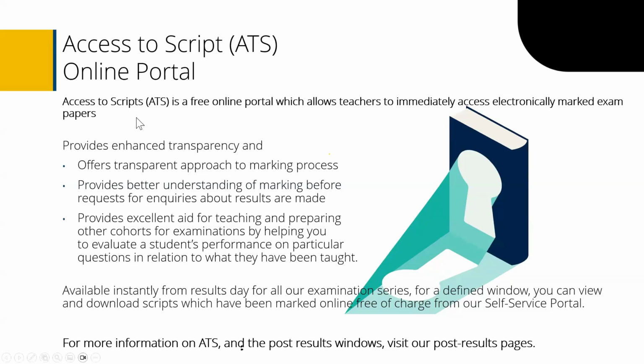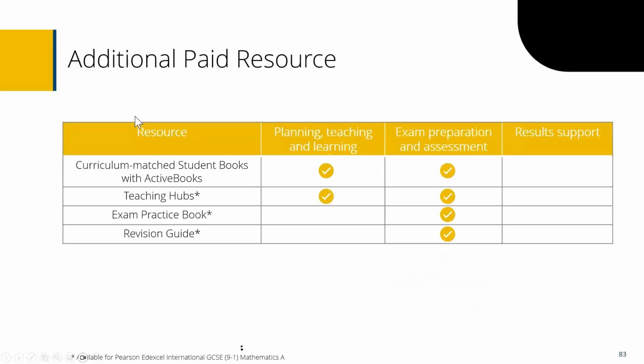As for other paid resources, there are the student books and active books that you can purchase. You've got the teaching hubs as well, which are available for the International GCSE A syllabus. You have the exam practice books and the revision guides, but there are also, of course, other resources from other publishers that you can also pay for and use. Here's an example of the ones I mentioned.